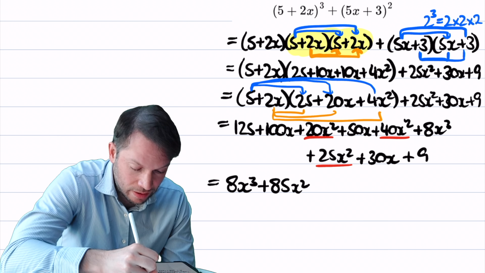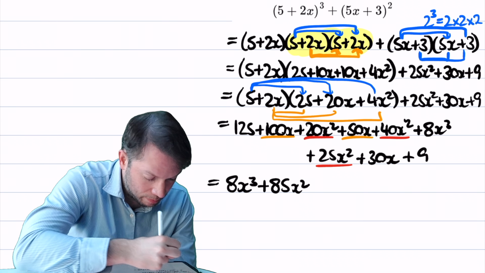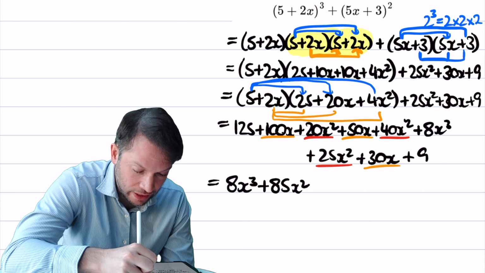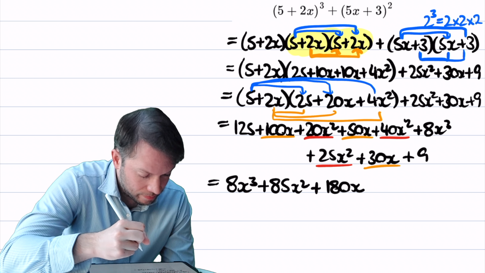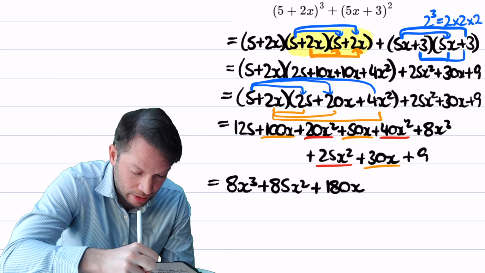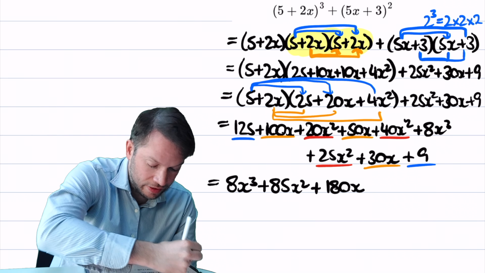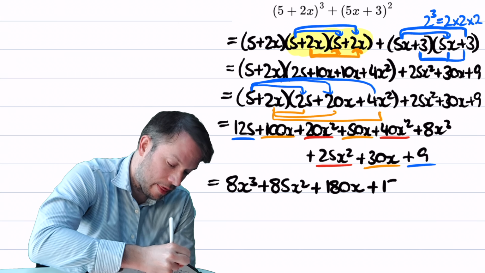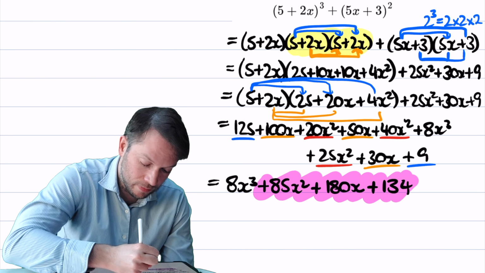What about the x terms? I can see we've got 100 lots of x plus 50 lots of x plus 30 lots of x, which is 180 lots of x. And then finally, we've got the constant terms. I can see that we've got the 125 plus the 9, which is plus 134. And that is the final expanded and simplified expression. We are done.